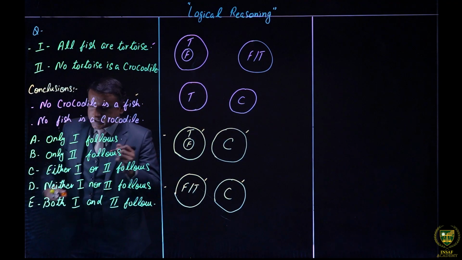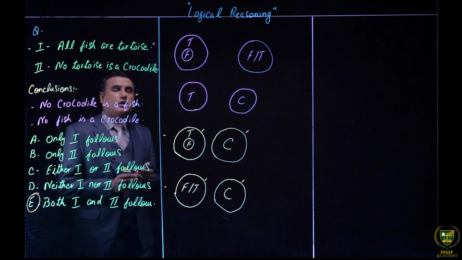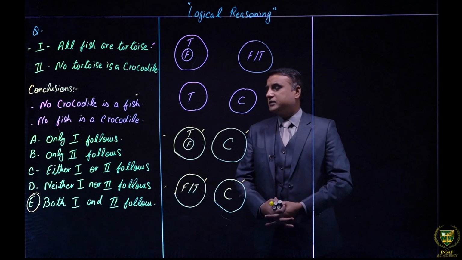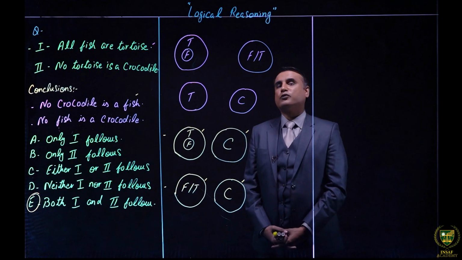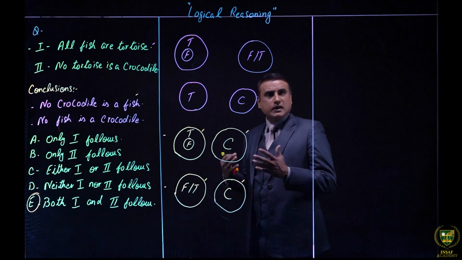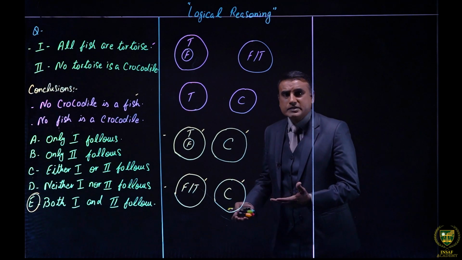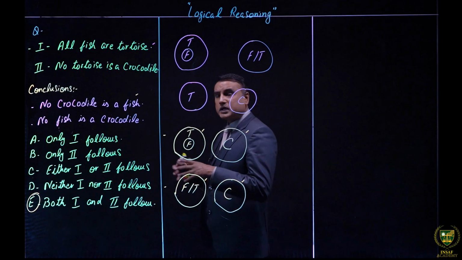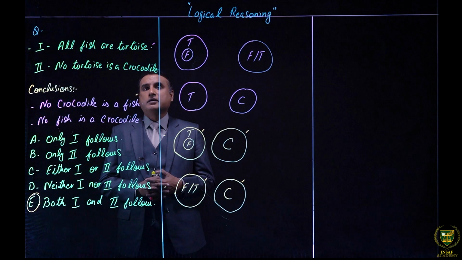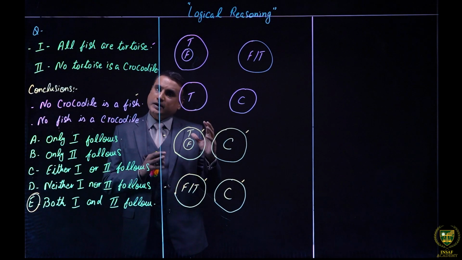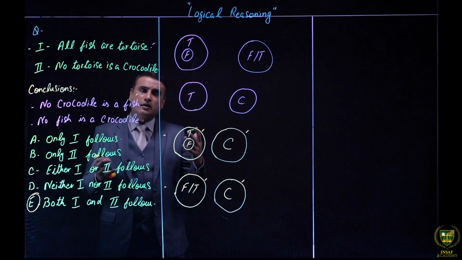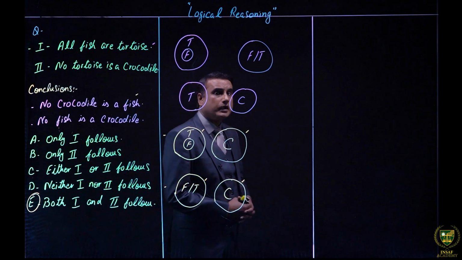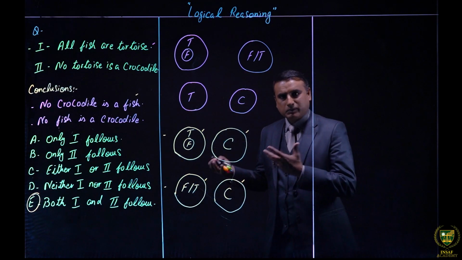So, what shall be the correct option for us? Obviously, that is option eta, that both 1 and 2 follow. So hopefully, ye wale questions rahe, because they are comparatively way easier than the remaining four scenarios. So I do hope that you would have understood how to handle when you have a universal negative premise in your questions. Ab hum chalte hain baaki ke char scenarios pe and let's see what we have in the box.